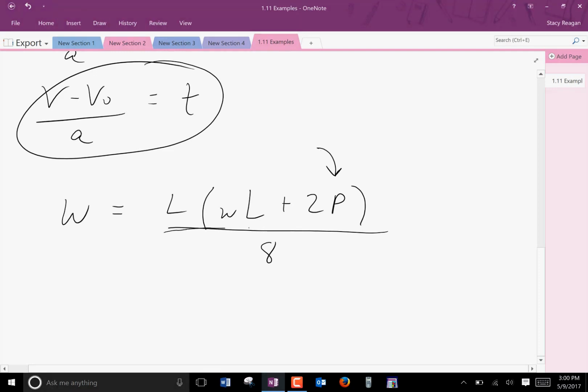This is all divided by 8, so in order to get rid of that 8, we would need to multiply by 8. So if I multiply both sides by 8, it makes the 8 cancel on this side, and I have the 8 on the other side.